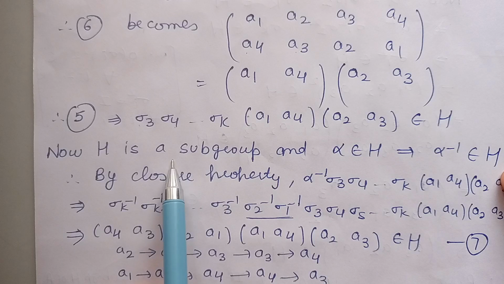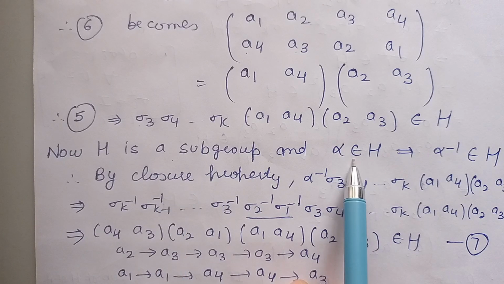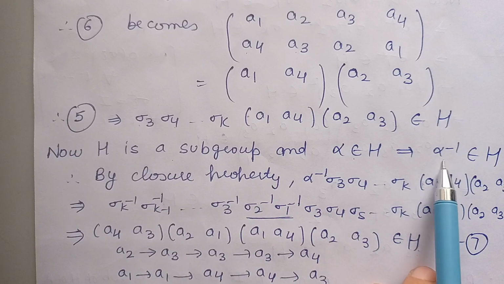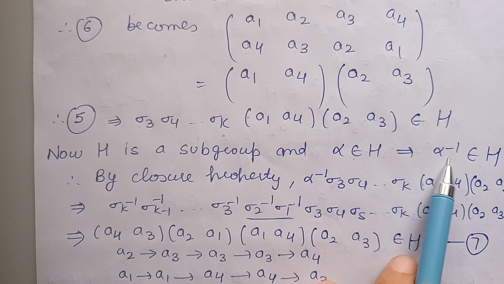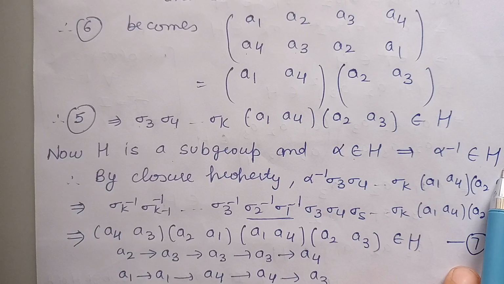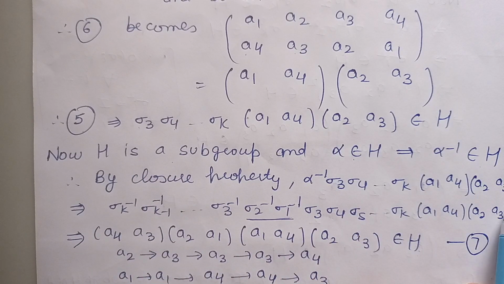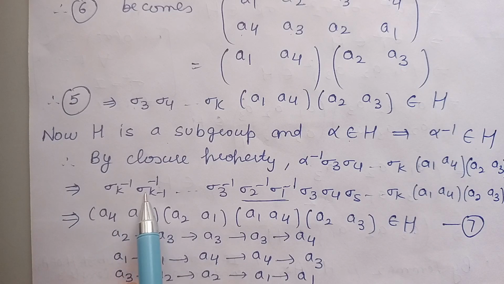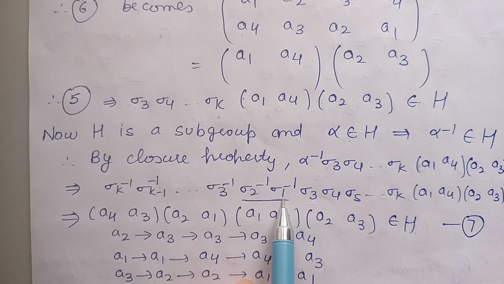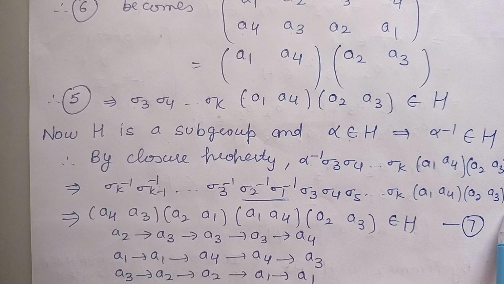Now because H is a subgroup and alpha belongs to H, so the inverse of alpha, that will also belong to H. By closure property, the product of these two elements, that also belongs to H. So we have obtained alpha inverse into this expression, that belongs to H. Now substituting the value of alpha inverse, that is sigma k inverse, sigma k minus 1 inverse, and so on up to sigma 1 inverse into this expression, this product belongs to H.